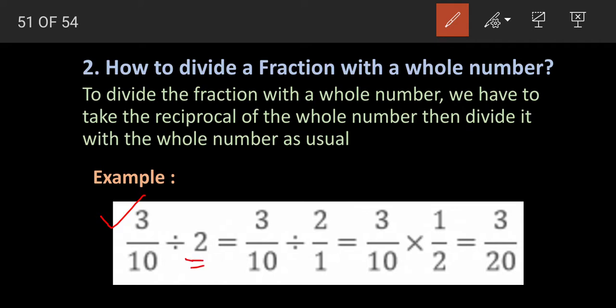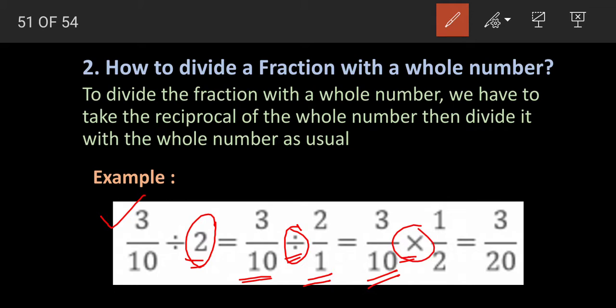Clear? So we can write this 2 in the form of a fraction, as we can represent any whole number as a fraction by putting it over 1. So 3 by 10 as usual, divided by 2, we can write as 2 by 1. As I have already told in the previous example, no need to change the first fraction. So you have to write the first fraction as it is, 3 by 10, and change the division sign to a multiplication sign. Clear?